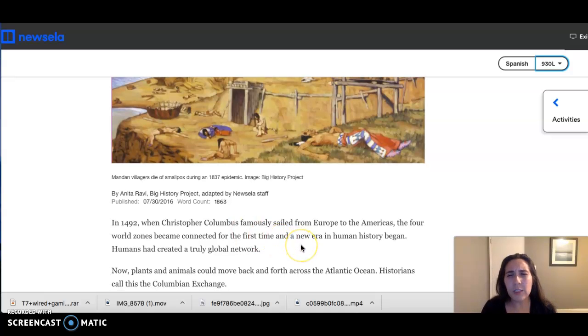In 1492, when Christopher Columbus famously sailed from Europe to the Americas, the four world zones became connected for the first time, and a new era in human history began. Humans had created a truly global network.